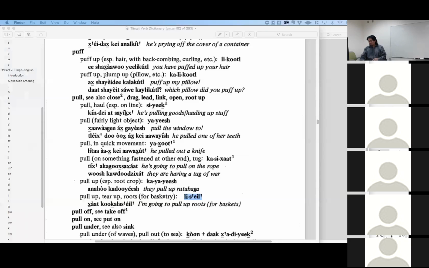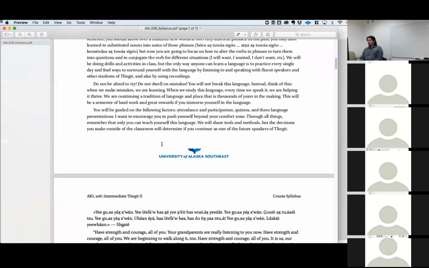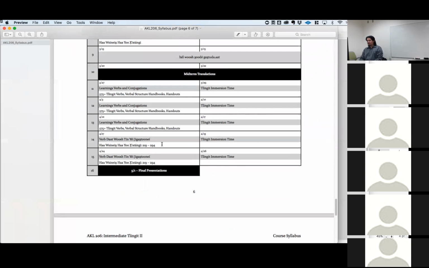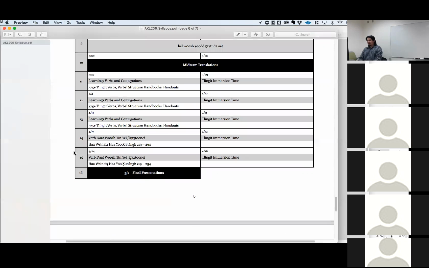So here's our class schedule. We're right here in week 11, so we were supposed to do these midterm translations totally last week, but I'm not worried about it. I think this semester I'm not even about midterms. I'm just all about big projects, which I think is fine. I think you guys are doing great with your language performances.